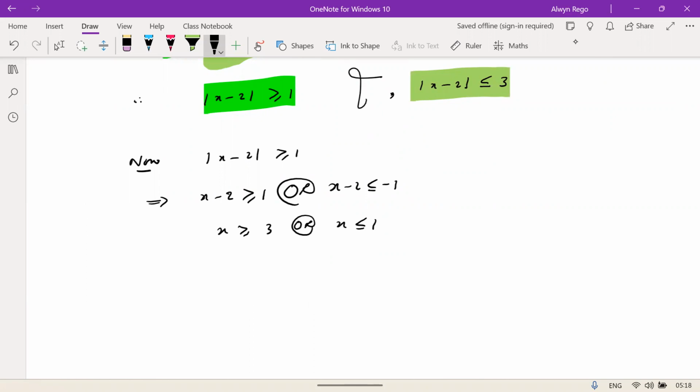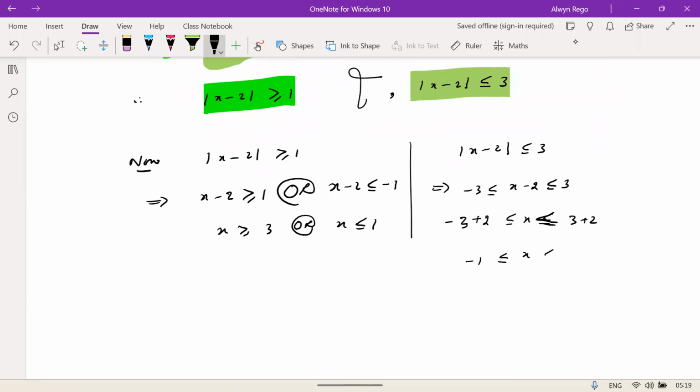Therefore, going with the second one, you find that the absolute value of x minus 2 is less than or equal to 3, which implies that x minus 2 is sandwiched between negative 3 and 3. So if you add 2 throughout, negative 3 plus 2 is less than or equal to x, less than or equal to 3 plus 2. Therefore, x is more than or equal to negative 1 and less than or equal to 5.